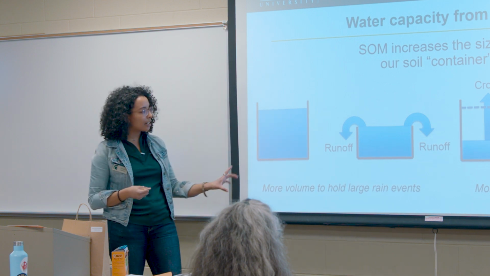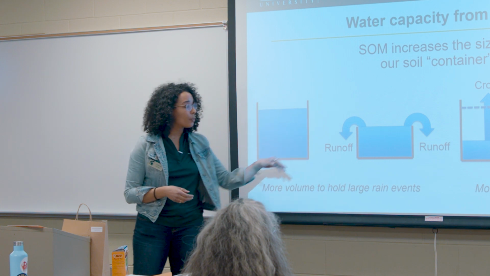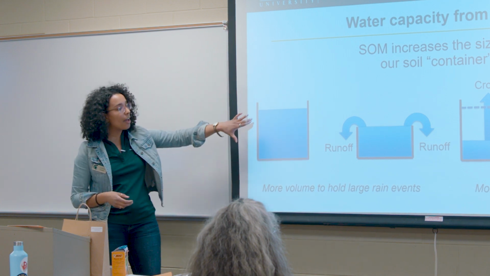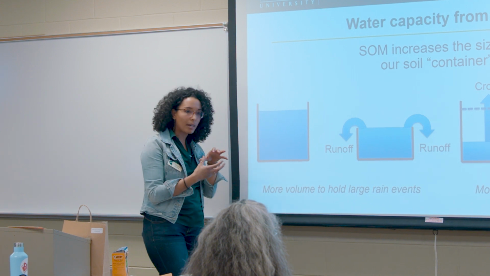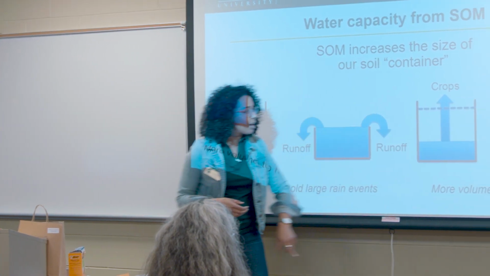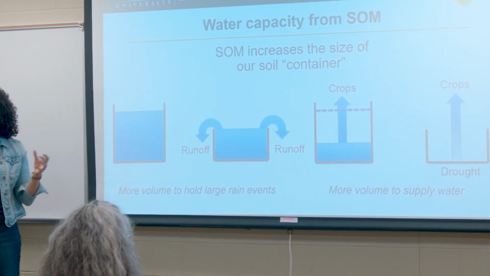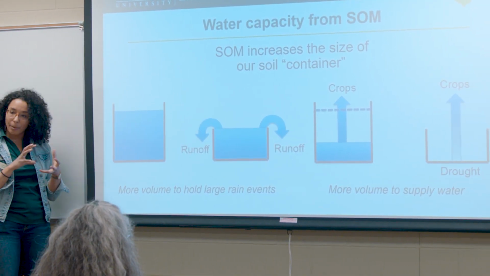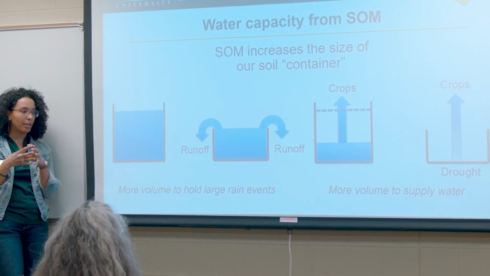On the left here is a soil with more organic matter, right, is our scenario. When we get more water, we have more room to hold it. We have more space from that organic matter to hold that water when we have that addition in our system. And then when we have drought scenarios, our container is bigger, we have more of a reservoir for crops to pull from. So that water is better held in a higher organic matter soil.